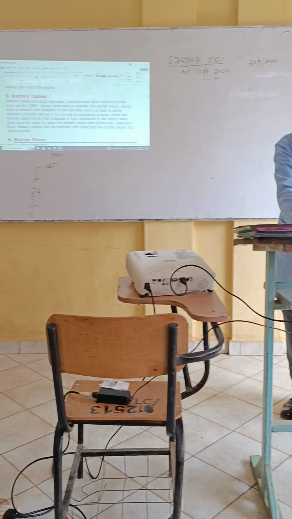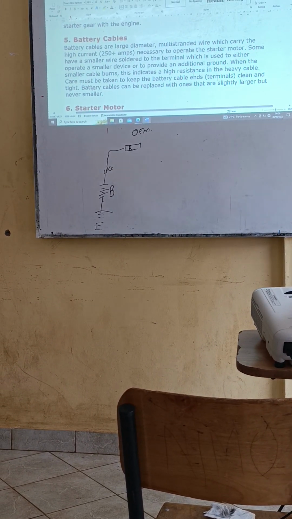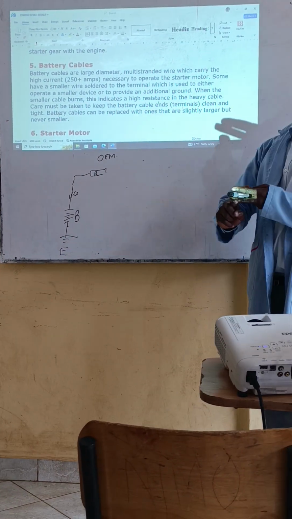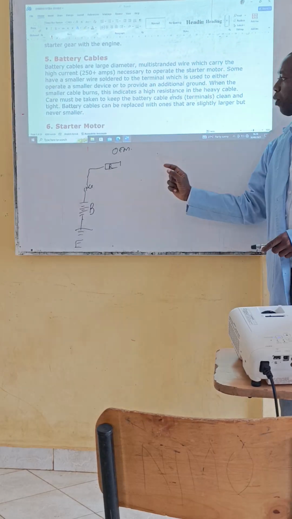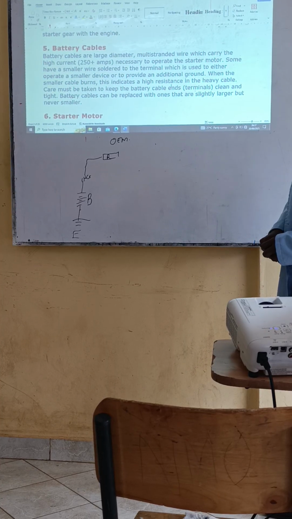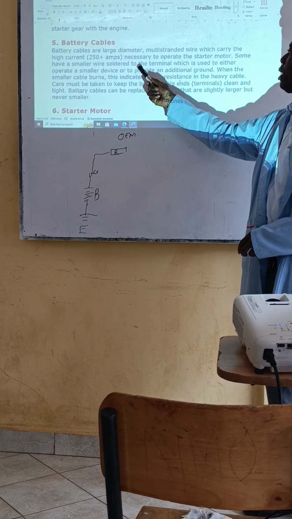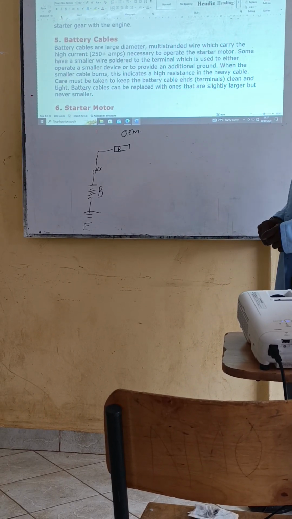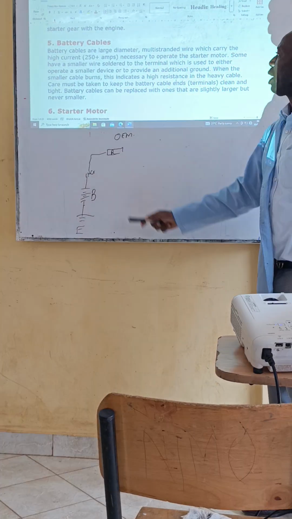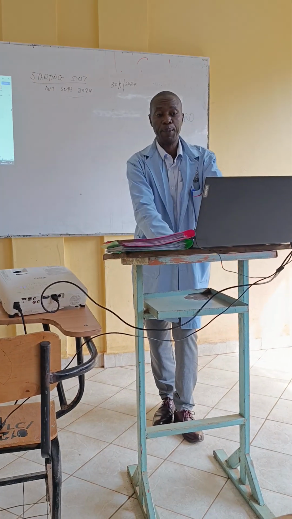Now we have the battery cables. The battery cables must be of the right condition, right material, right width, and so forth, so that they can contain the amount of power that is passed over to the other side, which is almost 250 amps plus. Some have a smaller wire soldered. The terminal switch is used to either operate a small device or to provide an additional ground. So when the smaller cable burns, there is a short and current can never be passed through.